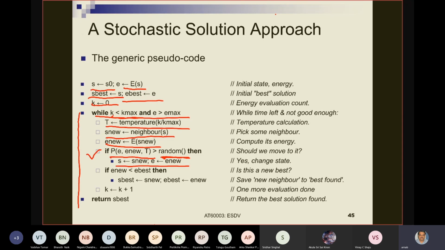But towards the end of the iterations, as your temperature reduces, you do not want to accept worse solutions anymore. Why? Because you have already got a sufficiently good S best and E best. Let us just understand the rest of the algorithm, and then I will come back to this discussion, because I need to tell you how S best and E best are changing.